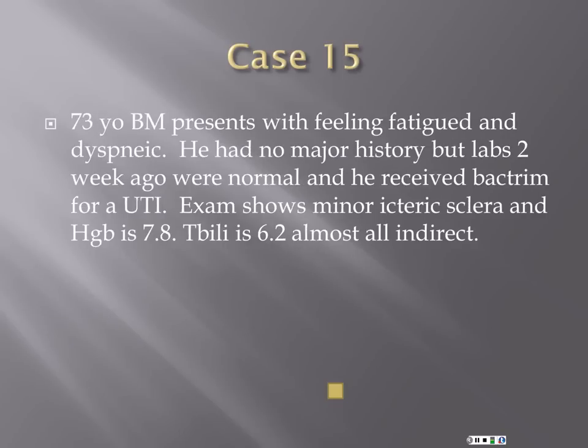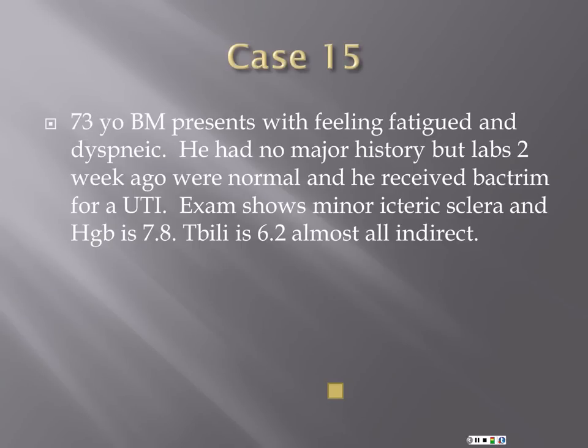Almost done. A 73-year-old black man presents with a history of feeling fatigued and dyspneic. He had no major history, and his labs 2 weeks ago were normal. He received Bactrim for a UTI at that time. His white count was normal. The exam showed minor scleral icterus, hemoglobin 7.8, bilirubin 6.2, and almost all of it is indirect. What's the next best test?